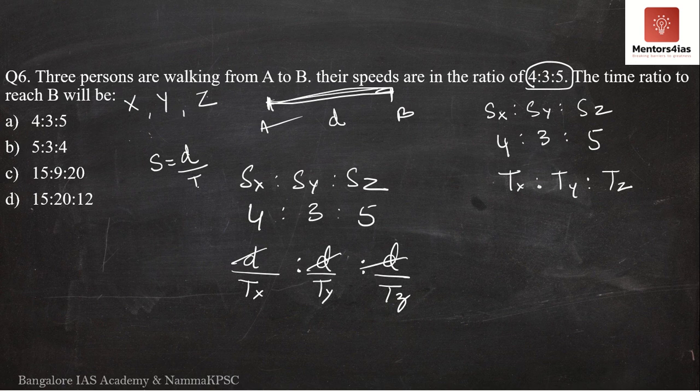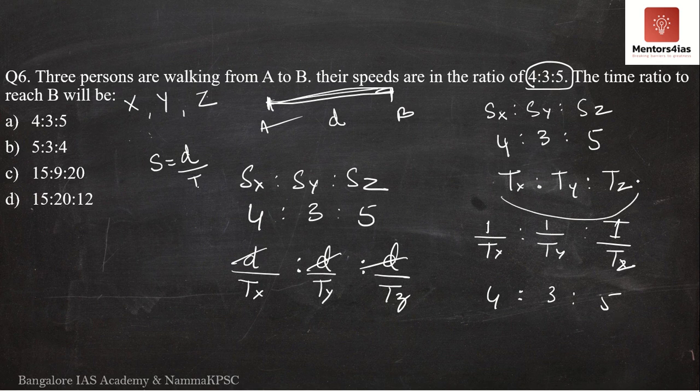Distance is constant, therefore I should be able to cancel out d. This says 1 by tx is to 1 by ty is to 1 by tz is nothing but 4 is to 3 is to 5. But the question is asking for tx is to ty is to tz. This means we take tx to the numerator. We invert everything.